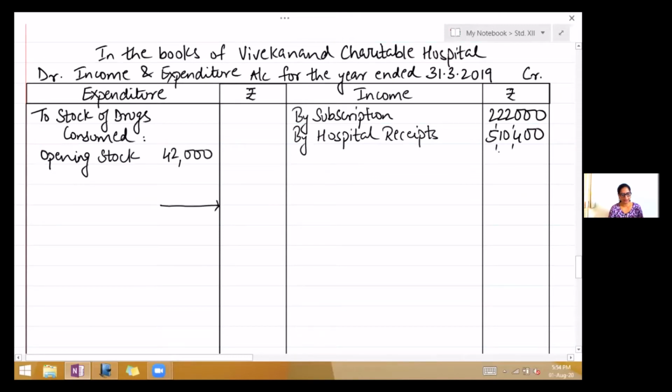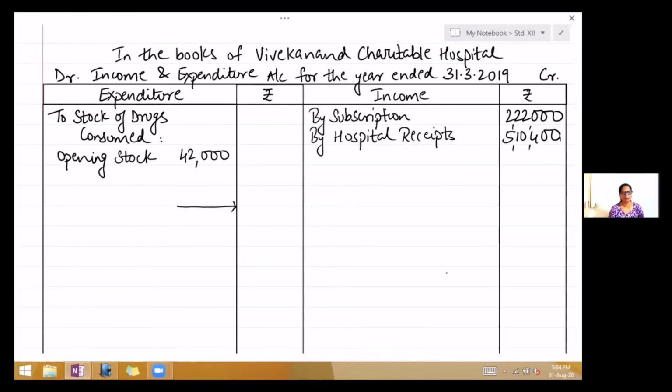Now the payment side. Now here it says by purchase of drugs 2 lakhs, but which includes 40,000 for 2017-18. So of the 2 lakhs, 40,000 is of last year. So what belongs to this year? How many purchases you have made for this year? It is only 1,60,000. So on the expenditure side, write purchases. Below that opening stock, write purchases 1,60,000.